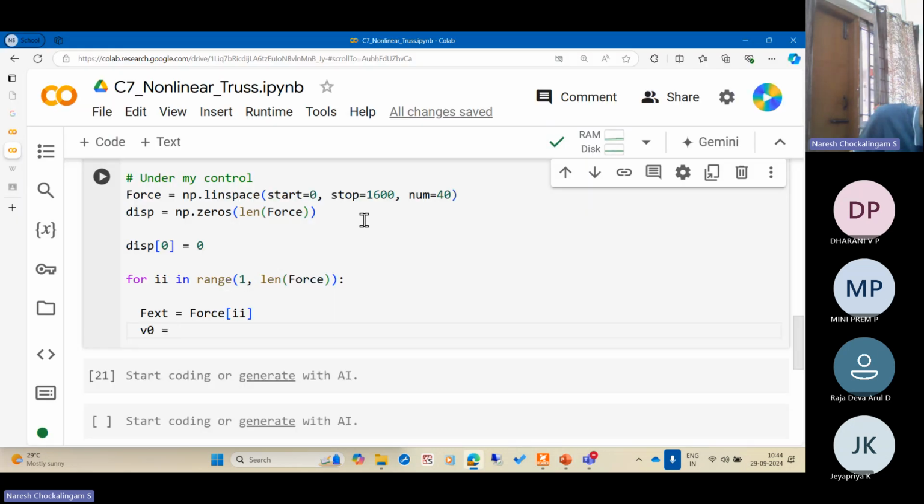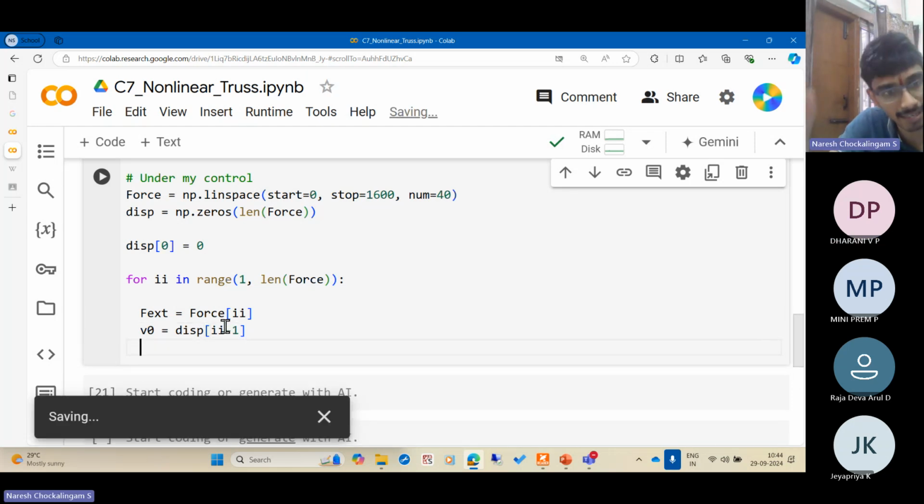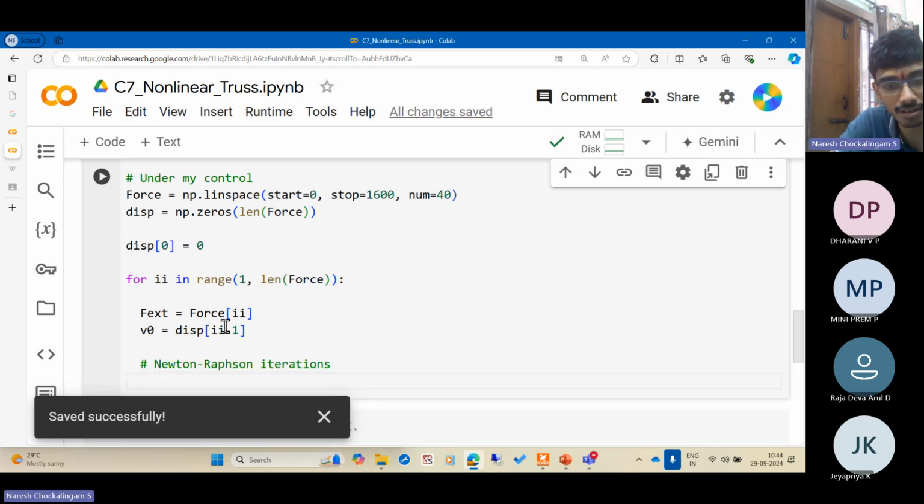So V0, what should V0 be? So if I want to get current force, what should V0 be? It is the displacement of the previous one, i minus 1. Perfect. Then what is the next step? So I have an initial guess. Now I can do the Newton-Raphson iterations. So I'll call this step Newton-Raphson iterations. So what is the code here?